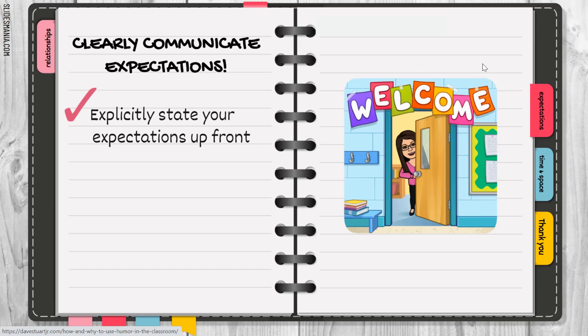If you're working in a secondary classroom, this will mean that you will introduce yourself and state your expectations at the beginning of each class period. And these expectations should be shared explicitly in a kind but confident tone with very explicit details. We don't want to assume that students already know.